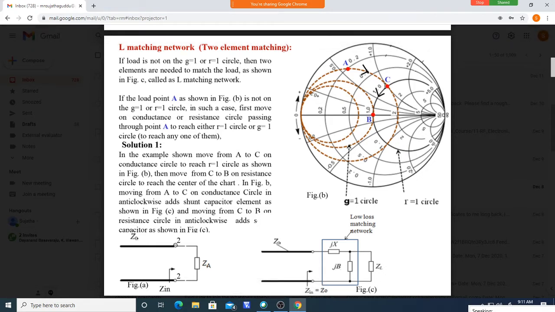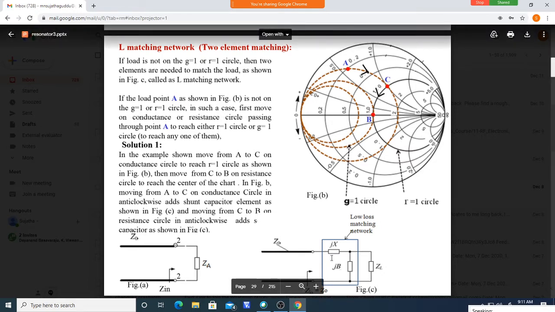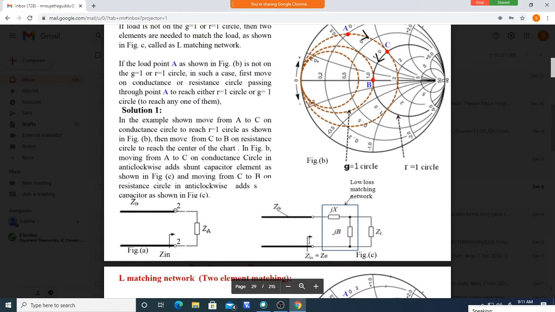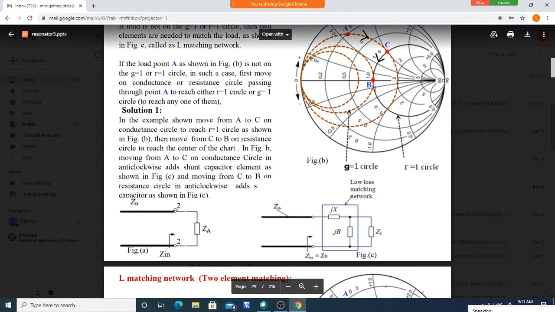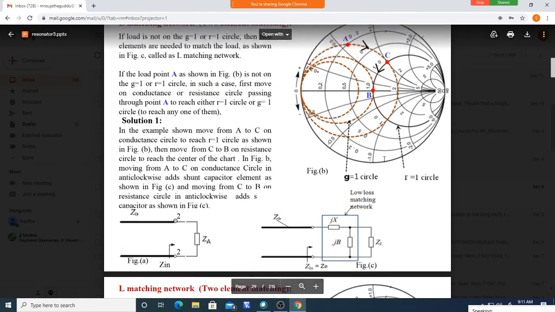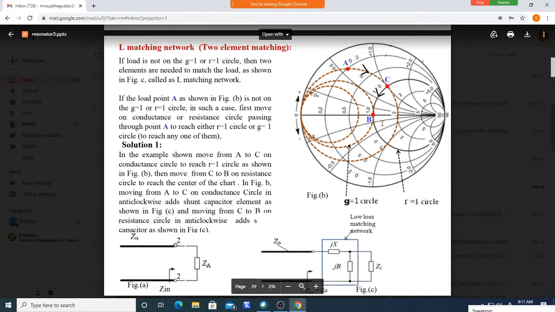Next, from here we moved like this by adding a capacitor in series. So by adding this element and this element, the impedance looking in this direction is changed. Now it is equal to 50 ohm because now we reached here. Like that we can change the impedance. This is the way to get impedance matching.